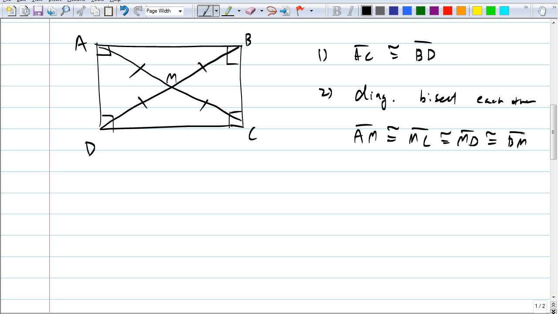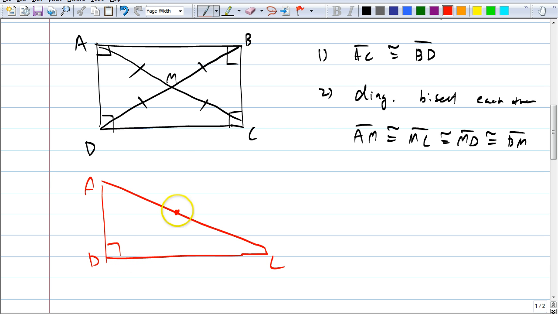Okay, so let me ask you this. Let me just draw this triangle right underneath. ADC. Is that okay? What kind of triangle is this ADC, guys? Right. Very good. ADC is a right triangle. And guess what this M is? Midpoint. That's the midpoint of AC.